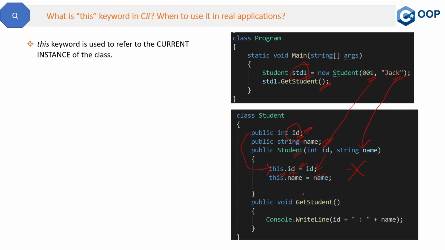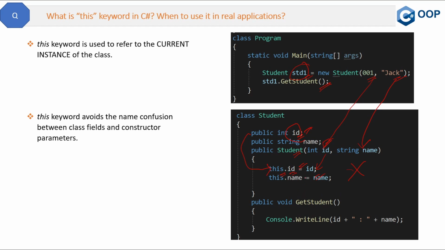And the use is, this keyword avoids the naming confusion between the class fields and the constructor parameter. That is one of the uses of this keyword. That's the answer of this question.